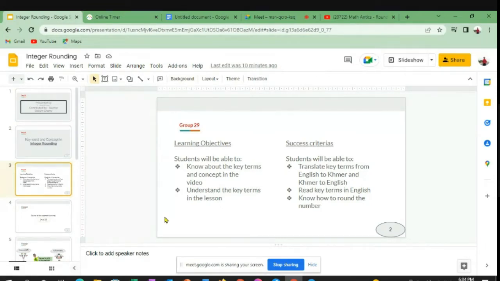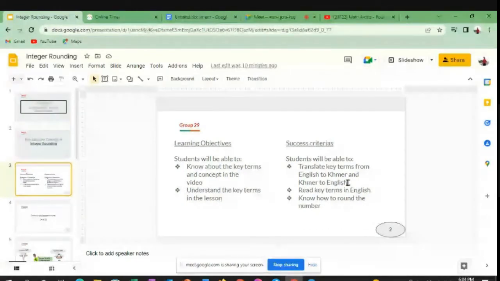At the end of the lesson, students will be able to know the key terms and concepts in the video and understand the key terms in the lesson. Our success criteria are that students will be able to translate key terms from English to Khmer and from Khmer to English, read key terms in English, and know how to round the number. You get it?